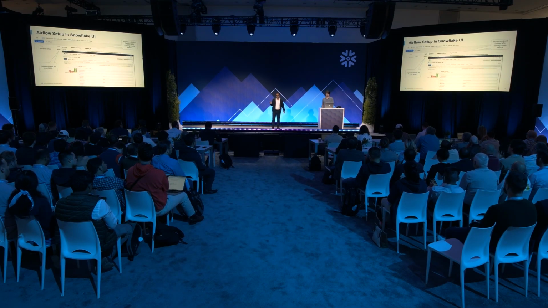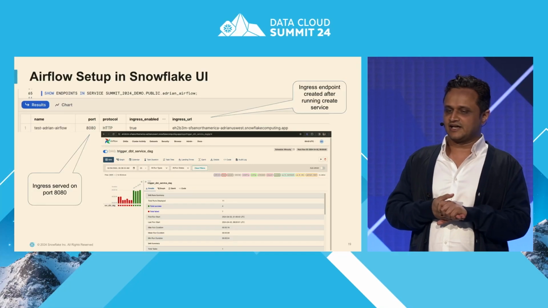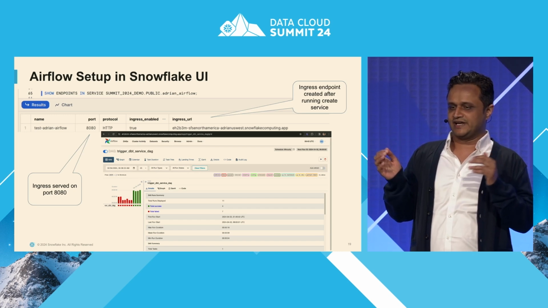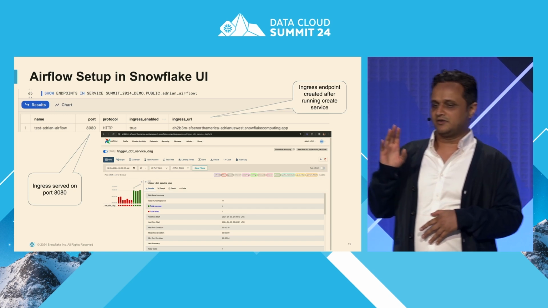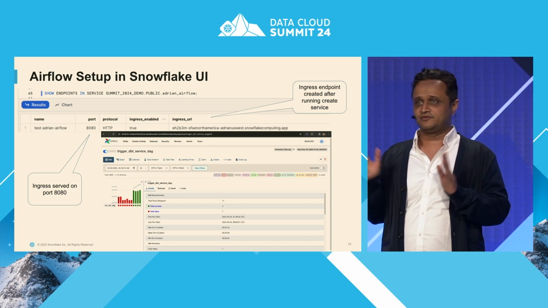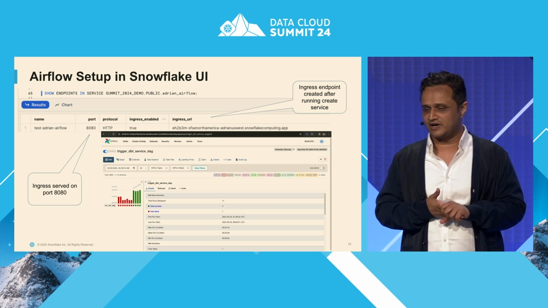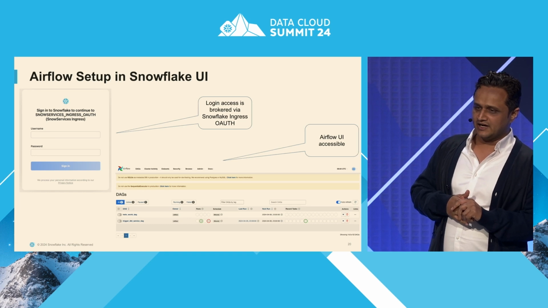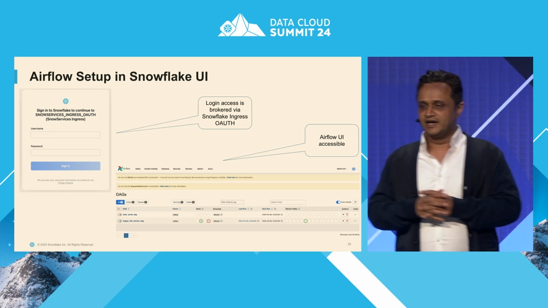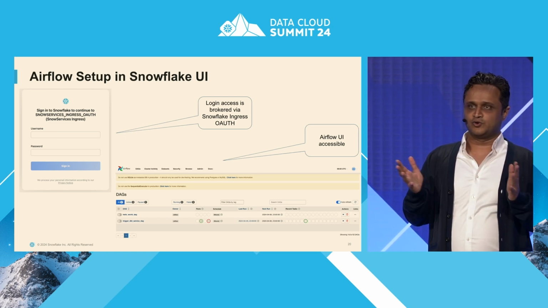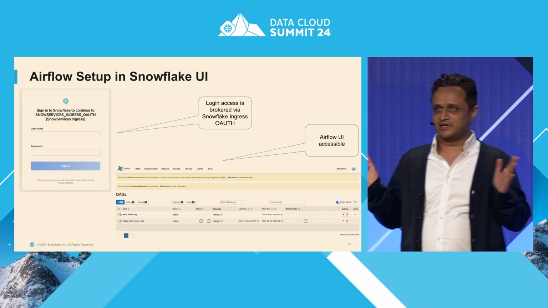So this is giving you an example of how the UI looks. You will have the ingress served at port 8080. When you do show endpoints, it will list the endpoints, and you will have the ingress port as well as the ingress URL, which you can paste in your web browser and access the Airflow UI from there. In terms of logging in, this is brokered through Snowflake Ingress OAuth. And once you log in, the Airflow UI is accessible. So it's as simple as that.